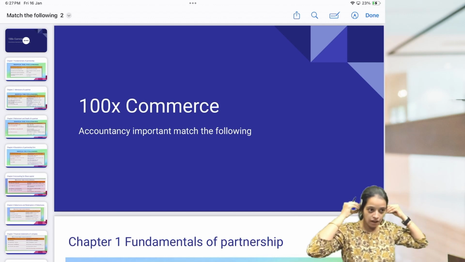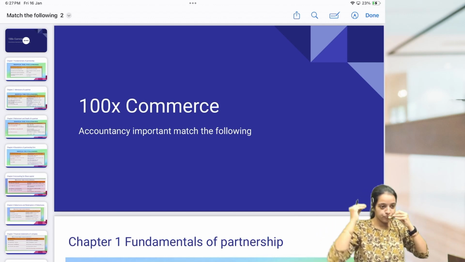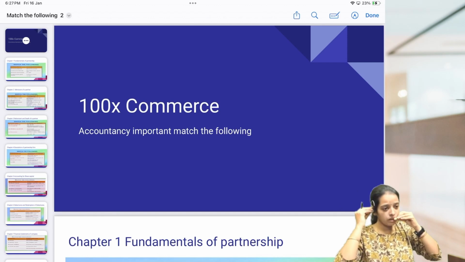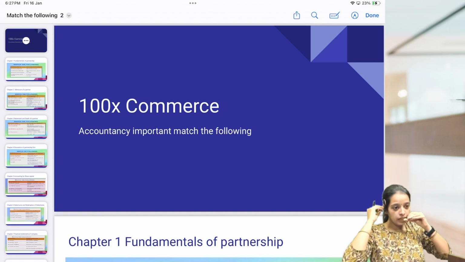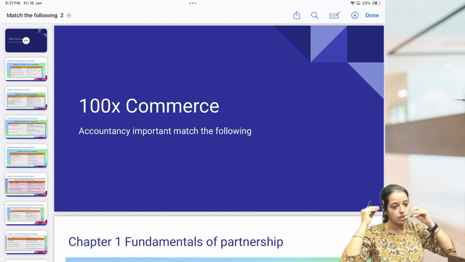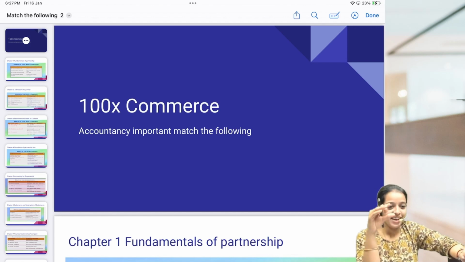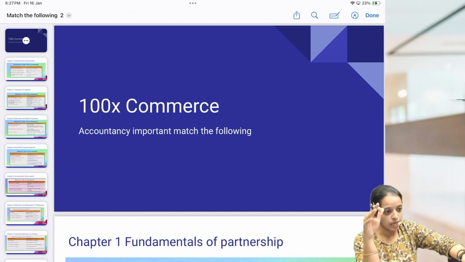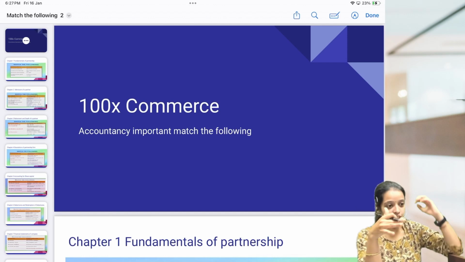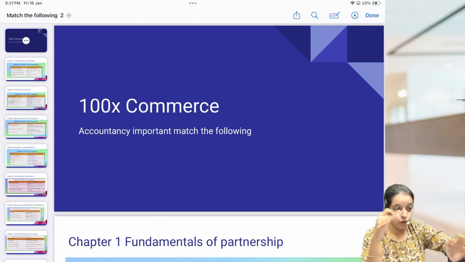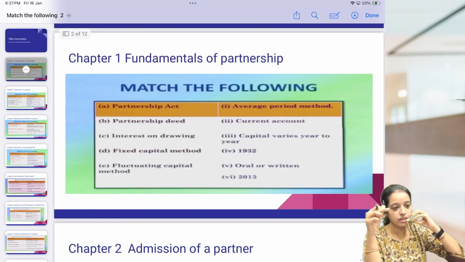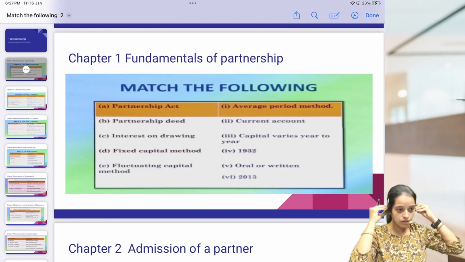So here we don't have any stipulated chapters given for the preparation. You have to prepare from all the chapters because, as we know, in accounts 1 marker questions are very few. Hardly 20 questions will come for 1 mark. So we cannot guess which kind of 1 marker questions will be asked from which chapter. But never mind, these are going to be the very important match the following.